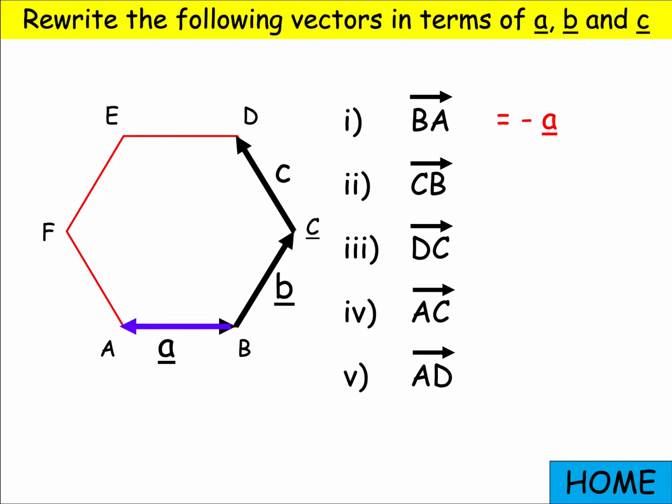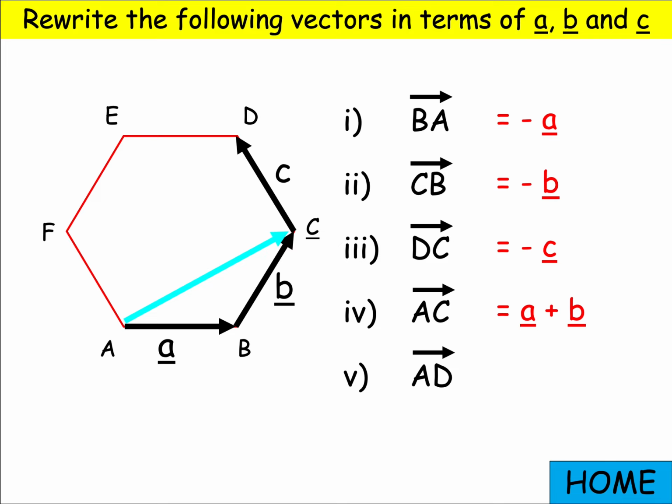CB, we are also going in the opposite direction. So CB is equal to minus little b. DC, again, we are going in the opposite direction. So DC is equal to minus c. AC, to get from A to C, we have to go along a and then along b. So AC is a plus b.